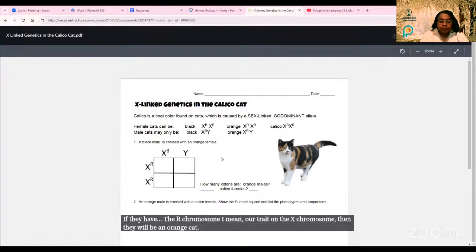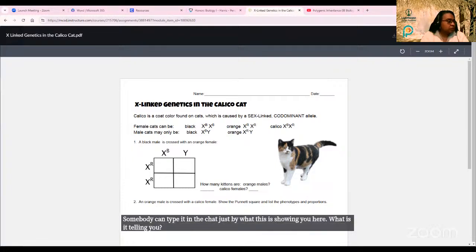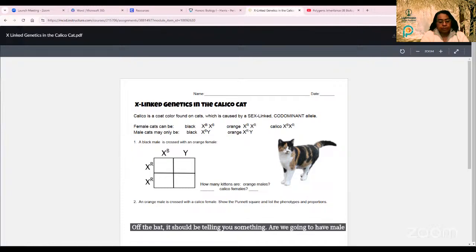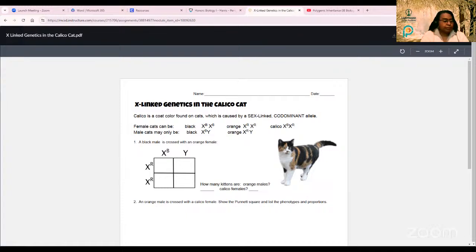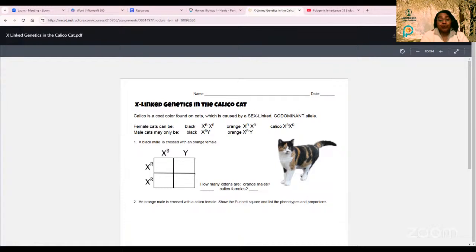All right. What does this tell you about calicos and females? Somebody can type it in the chat just by what this is showing you here. What is it telling you? Off the bat, it should be telling you something. Are we going to have male calico cats? Somebody can just type it in the chat. No. They're either going to be black or orange, so only the females can be calico.